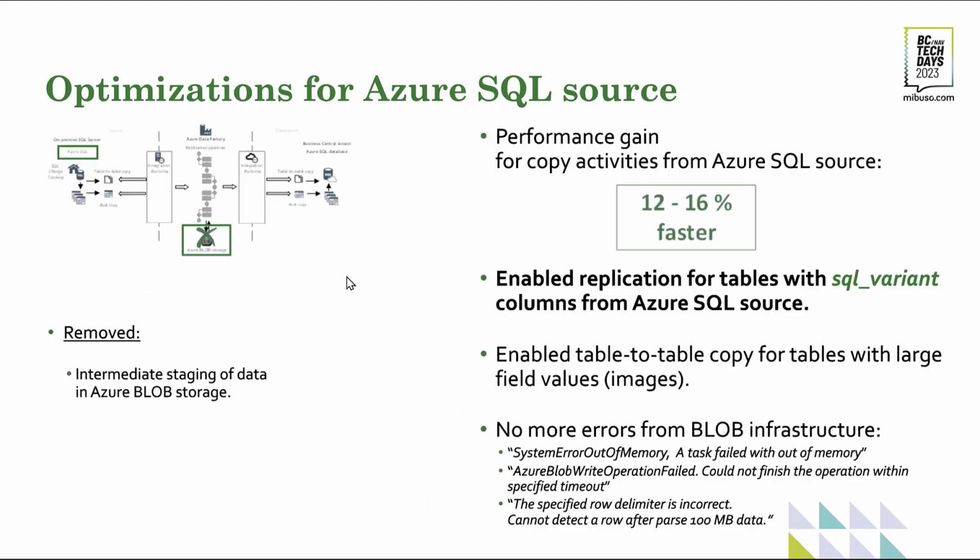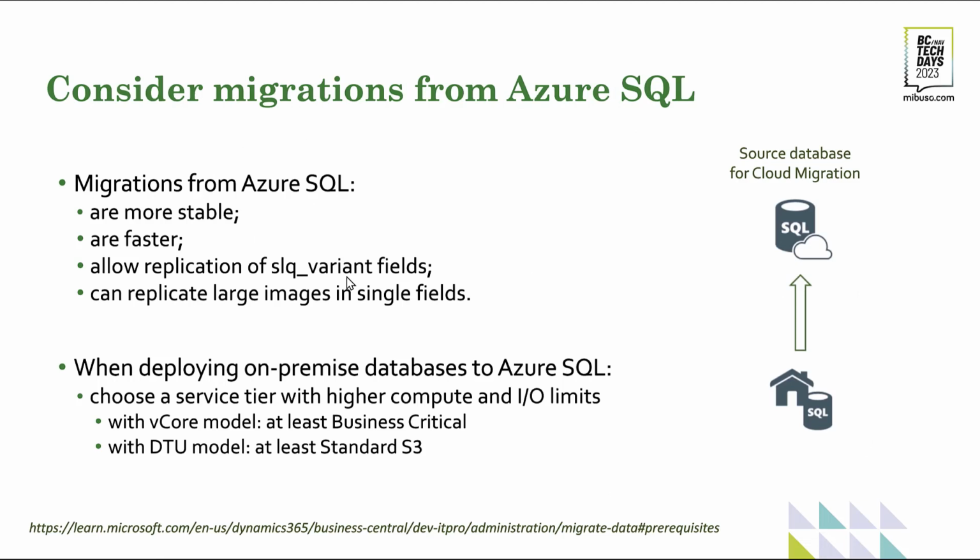So now we don't have to serialize and deserialize the data, and it has become possible to replicate the fields of SQL variant type. Also, the errors caused by the blob infrastructure are gone away. For example, trying to copy a record with large value in a single field like image sometimes fails in the staging blob with a message that the specified row delimiter is incorrect. So this won't happen for the migration from Azure SQL anymore.